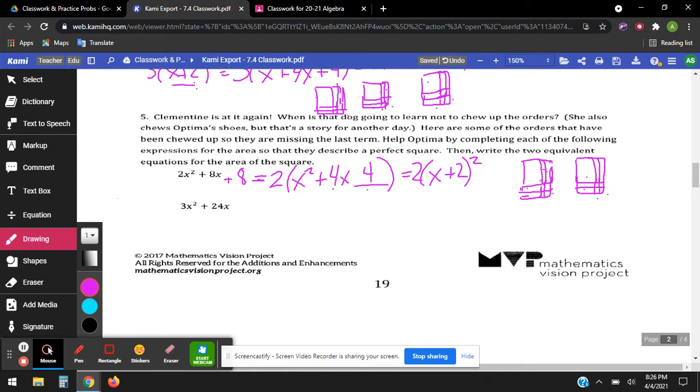First, I'm going to undistribute 3. So 3 gives me x squared plus 24 divided by 3 is 8x. So to fill in my blank, I have to half the 8, which is 4. 4 squared is 16. So if that's the case, then it should be 3 times x, half of 8 is 4. So it's plus 4 squared.